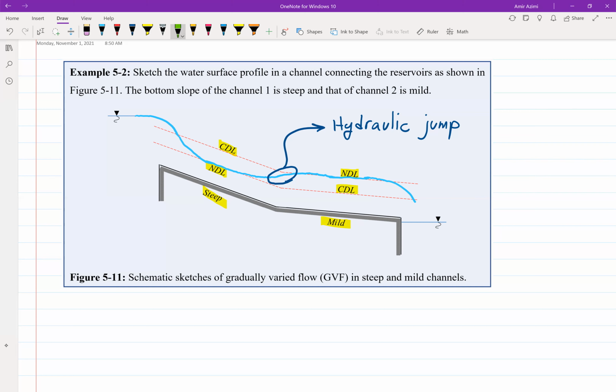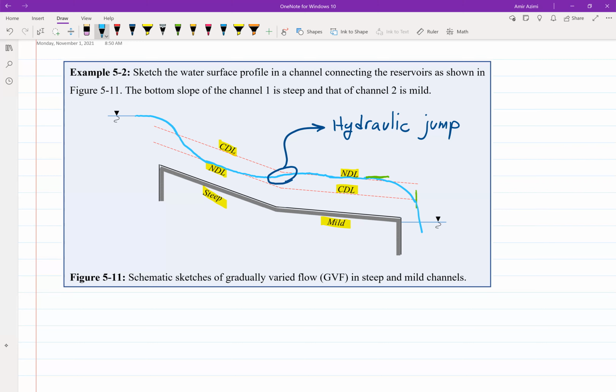So we are talking about the slope here, and then a slope here, which is asymptotic. And then after the critical depth line, it just connects to the water surface. So this would be the gradually varied flow curve.